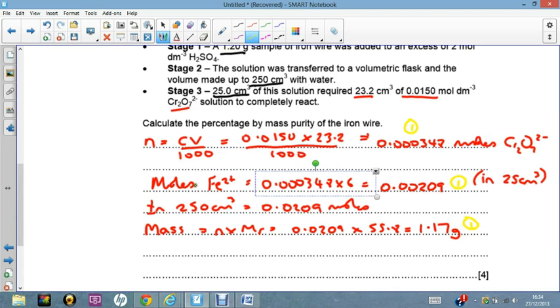I'm told up at the top here that the mass of the wire is 1.2. So now I need to know what percentage of that 1.2 is actually iron. So the percentage is 1.17 divided by 1.2, and the answer is, and that's our final mark.